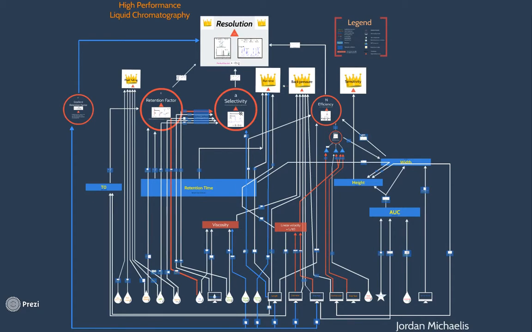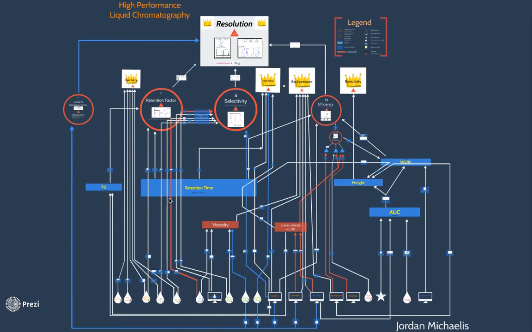Selectivity is the ability to chemically distinguish between two sample components, and then the efficiency is the dispersion of the analyte bands as they travel through the HPLC. I've also got the HETP, or the Van Deemter equation, here underneath efficiency.